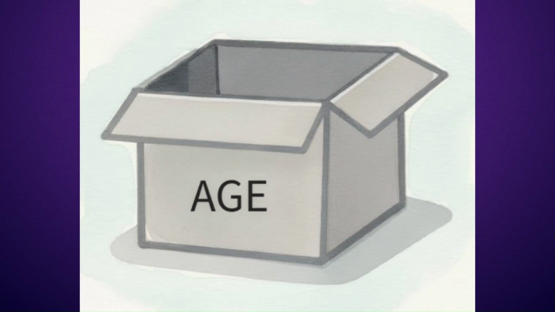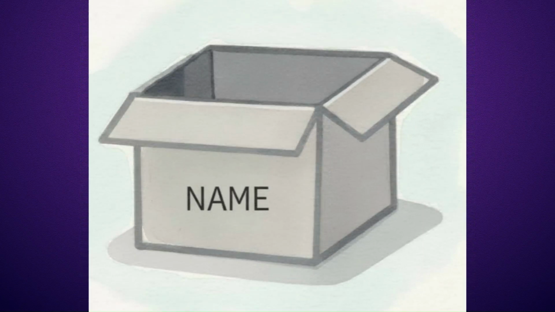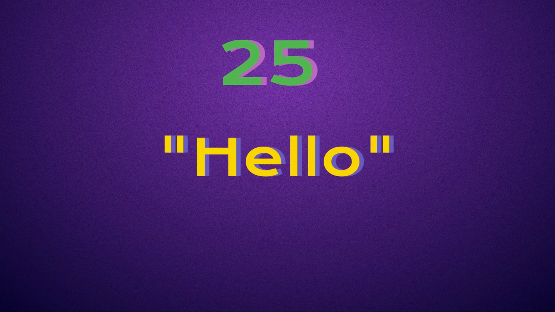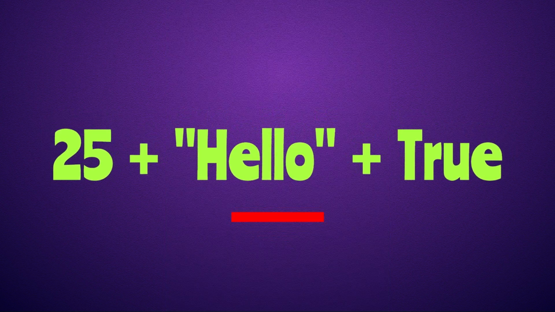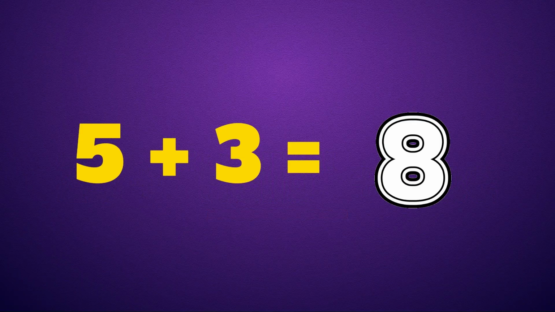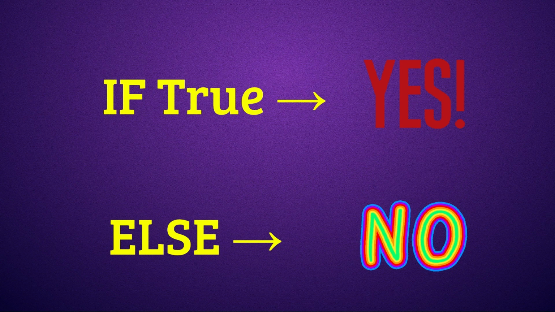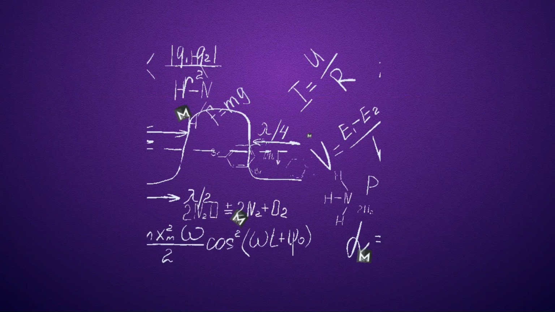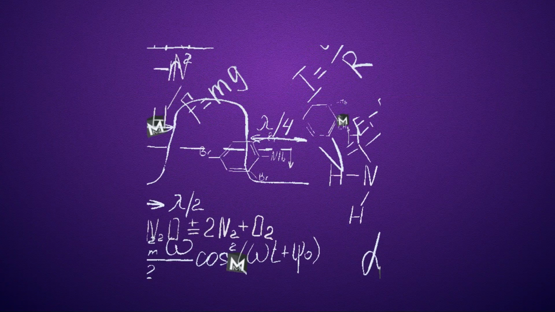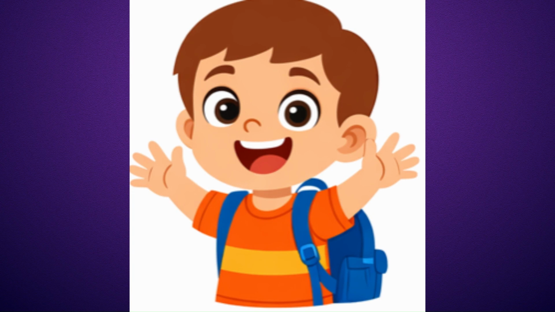Meet Alex again. Alex now understands variables. He knows how to store numbers, text, and true or false values. But Alex has a new question. How does Python actually use this data? How does it calculate results? How does it decide what to do next? The answer is so simple. Python uses operators.